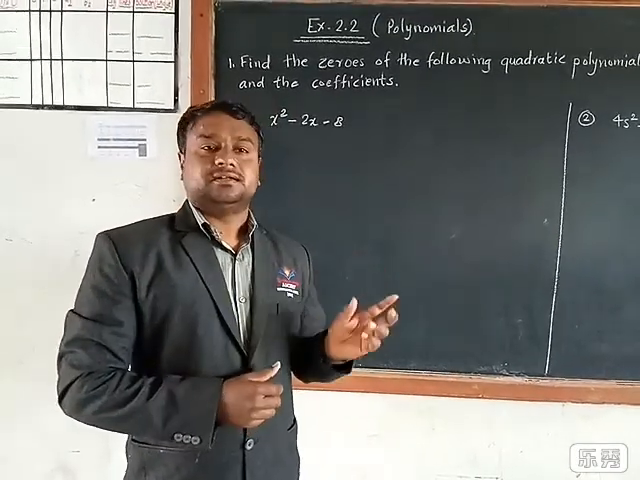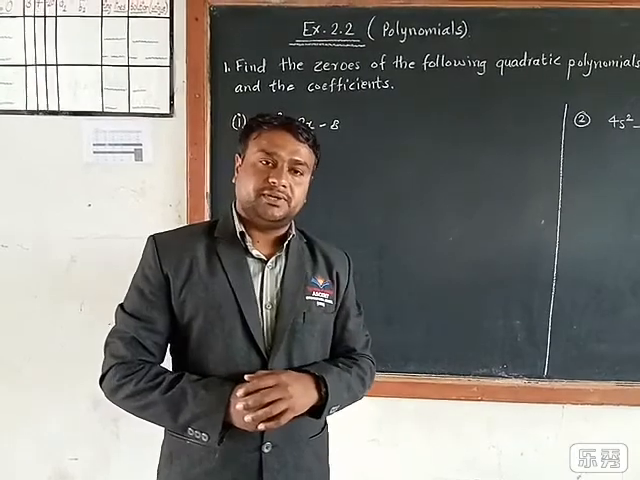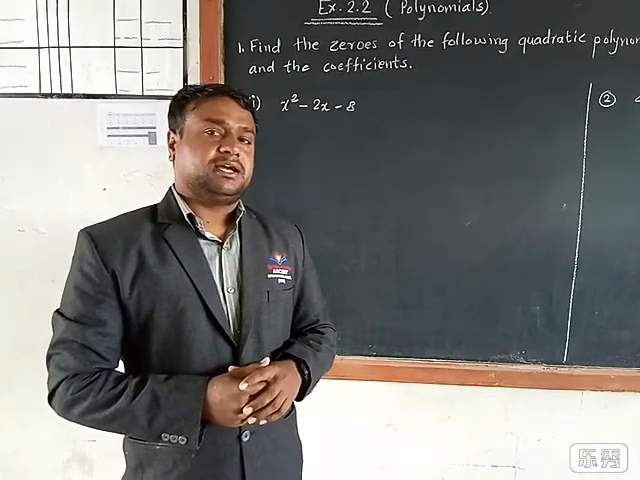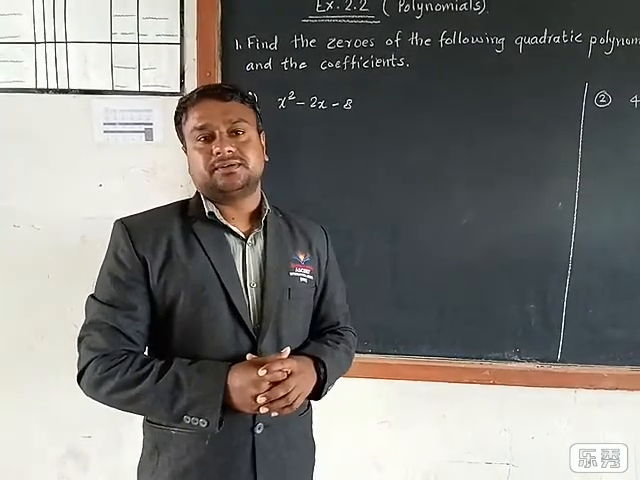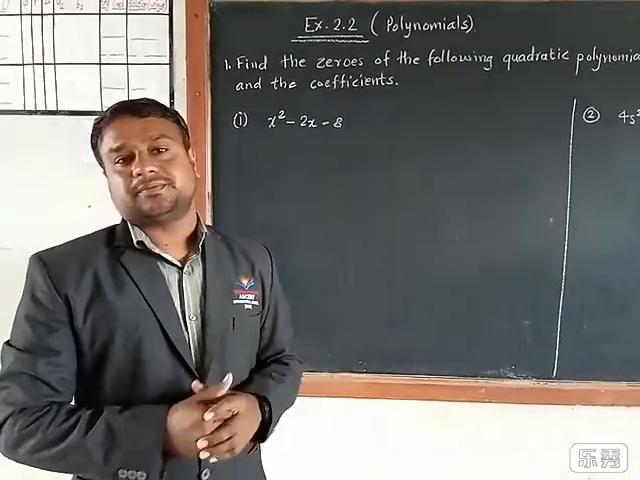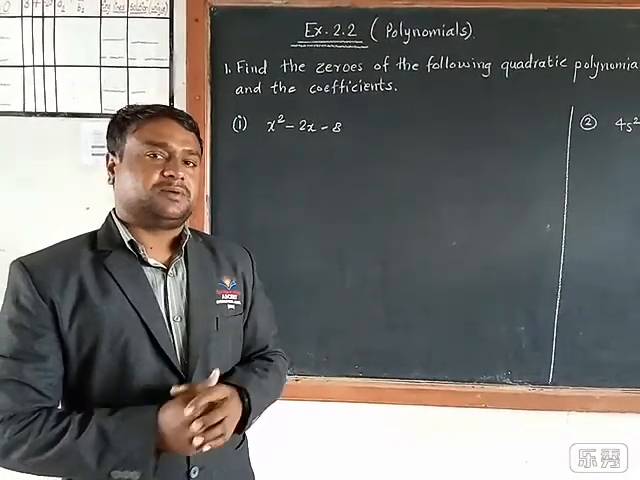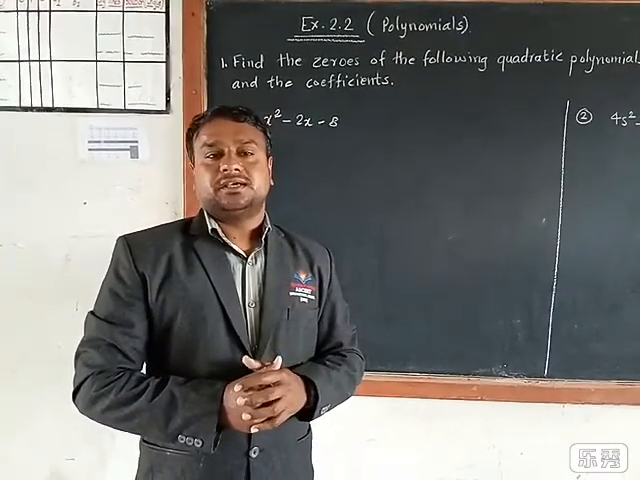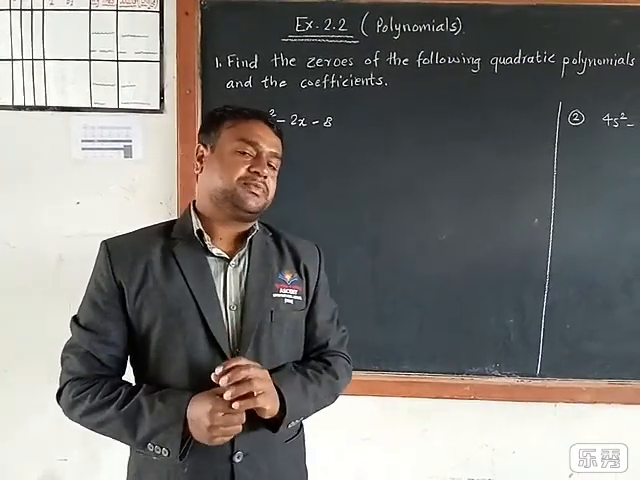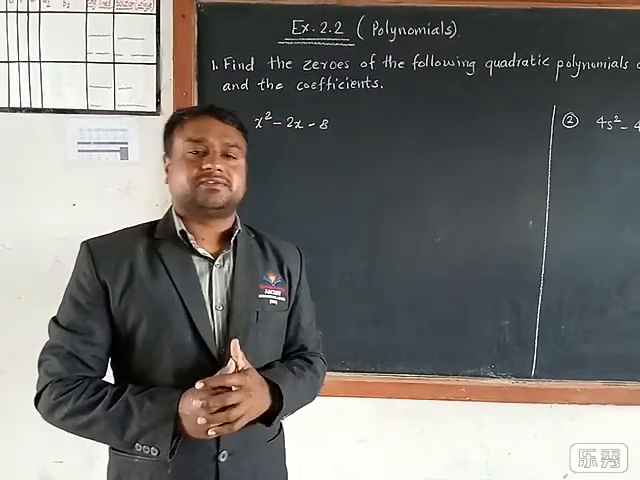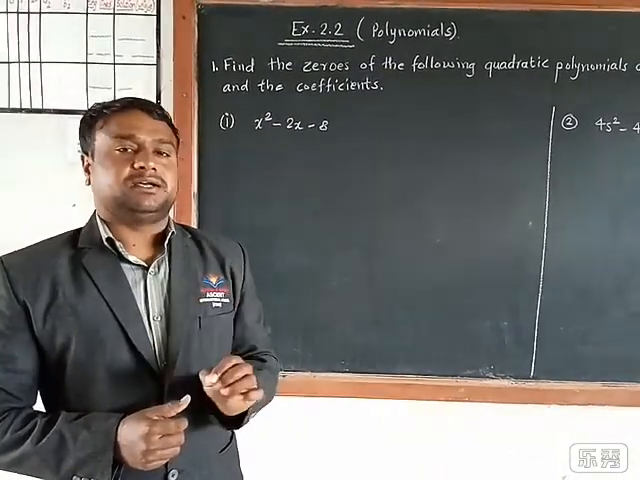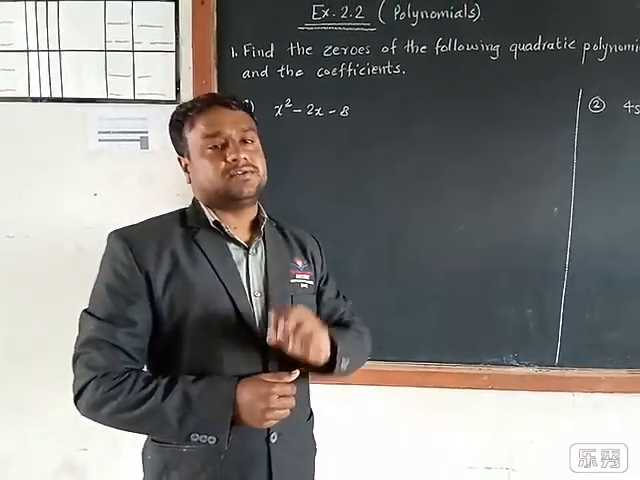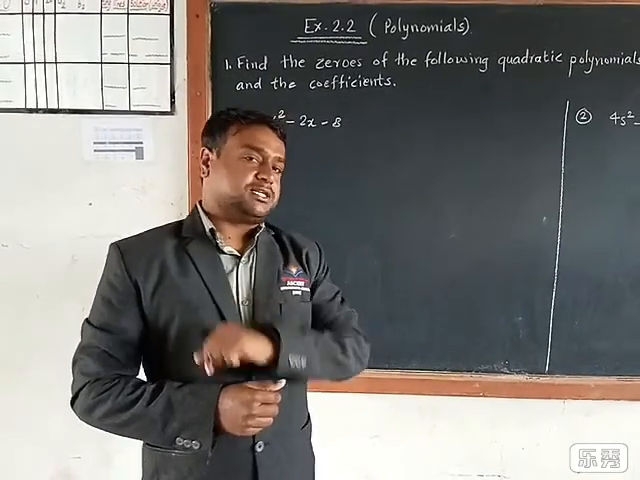The relation we learned in the last video is that alpha plus beta is equal to minus b upon a. That means the sum of the two zeros is equal to minus the coefficient of x divided by the coefficient of x square. Also, the product of the two zeros is equal to the constant term divided by the coefficient of x square. That means alpha into beta is equal to c upon a. Those two formulas we already learned in the last video.